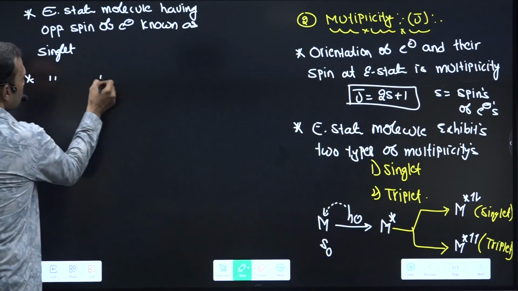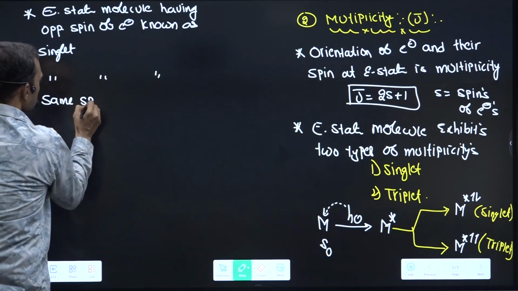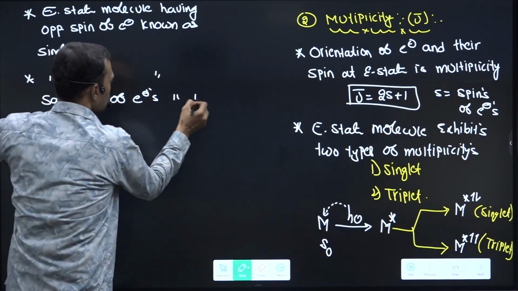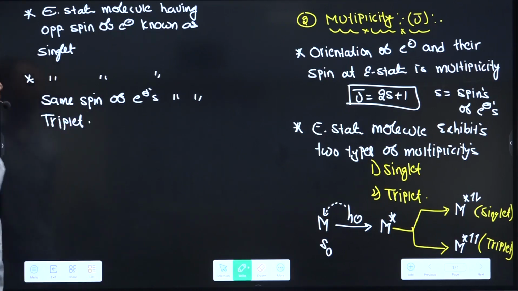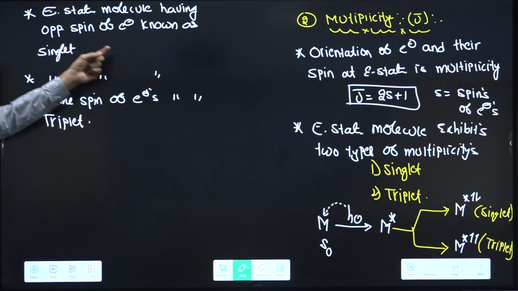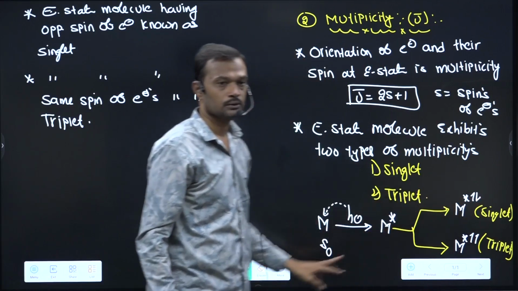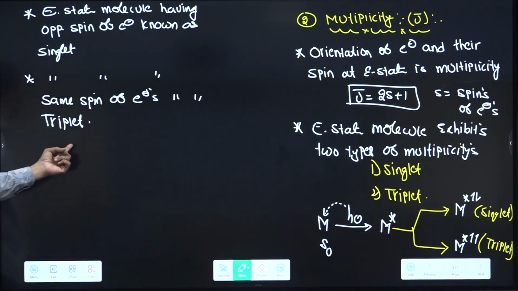Now, an excited state molecule having the same spin of electrons is known as triplet. An excited state molecule having opposite spin, clockwise and anti-clockwise, is singlet, and an excited molecule having the same spin, both clockwise or both anti-clockwise, is called triplet.